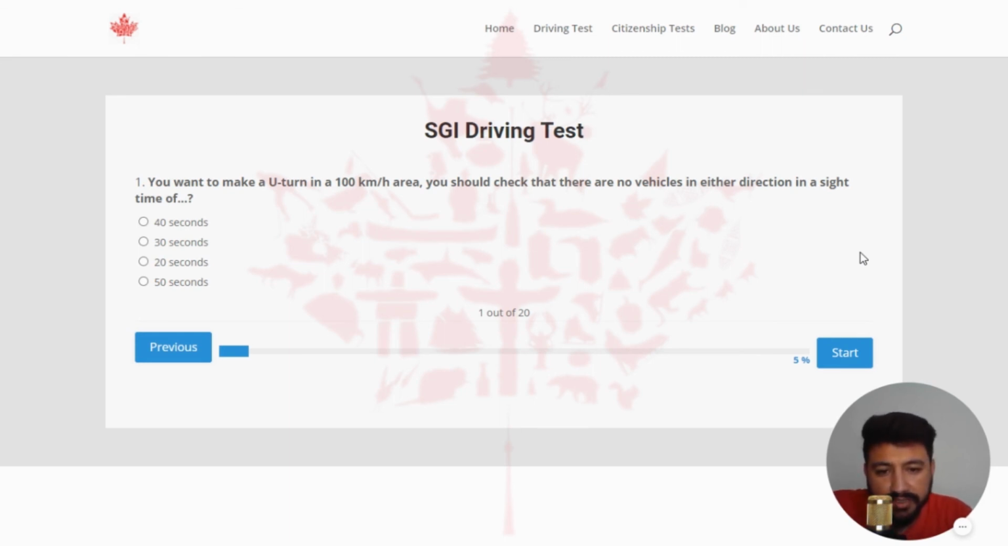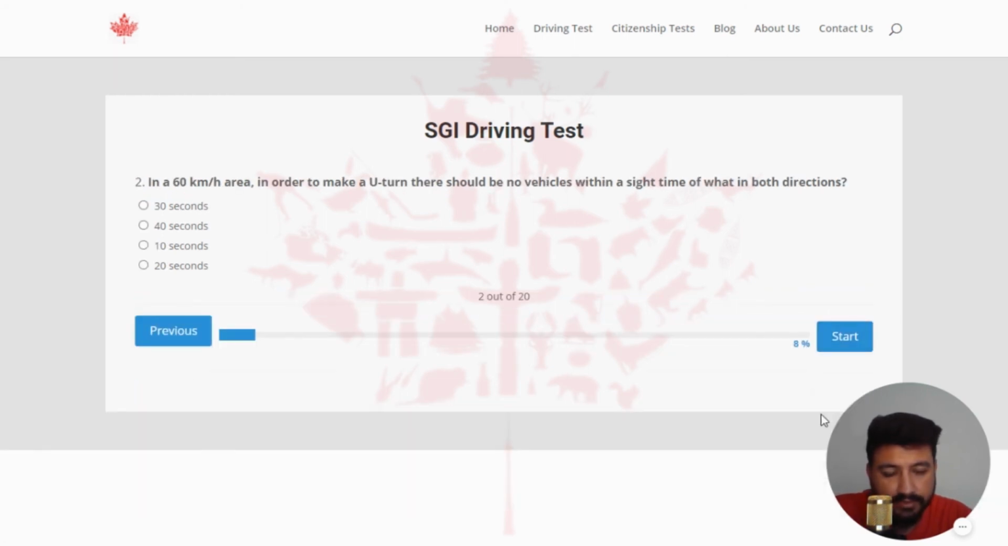The first question is you want to make a U-turn in a 100 km/h area. You should check that there are no vehicles in either direction in a sight time of. The right answer is 40 seconds. So I'm going to select the first option.